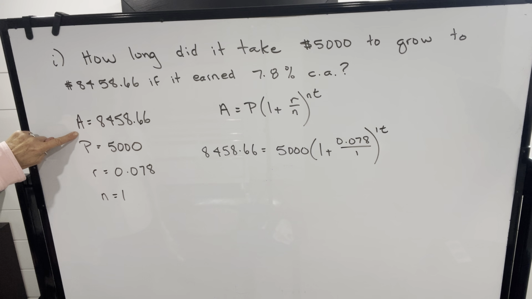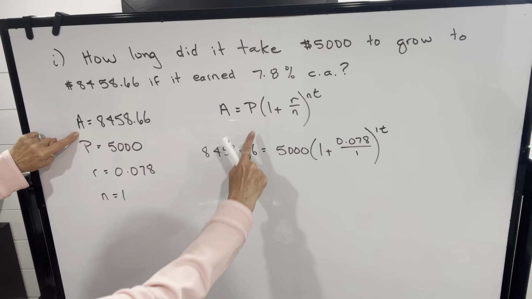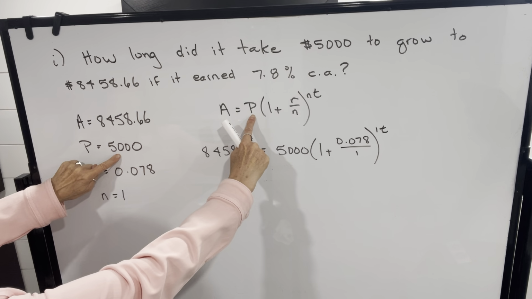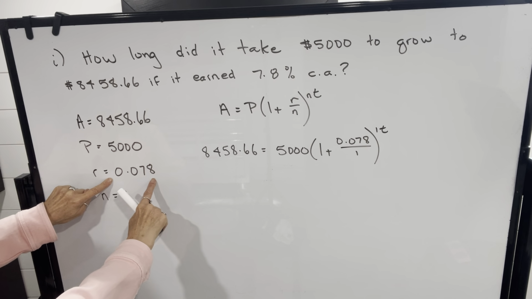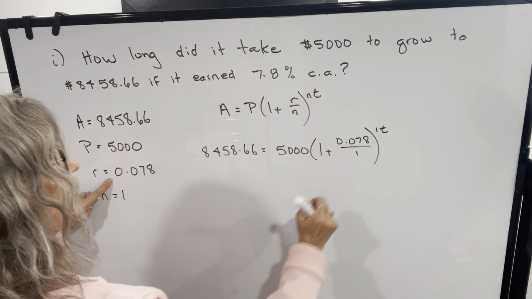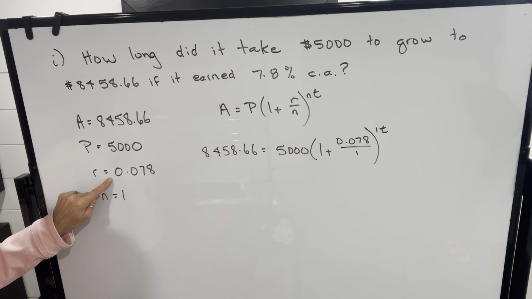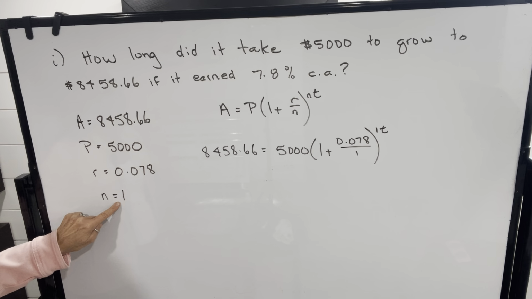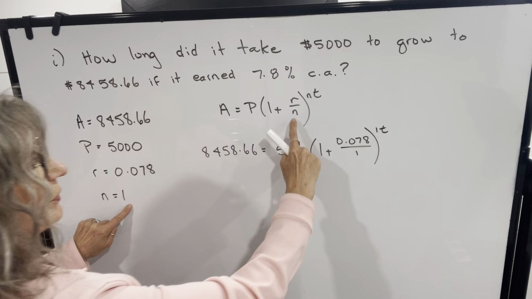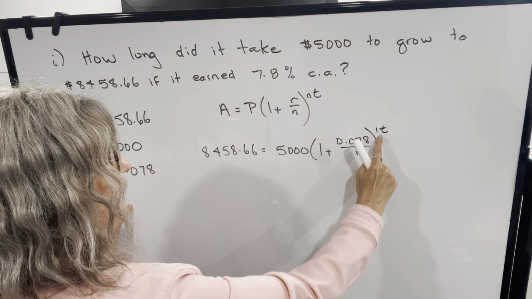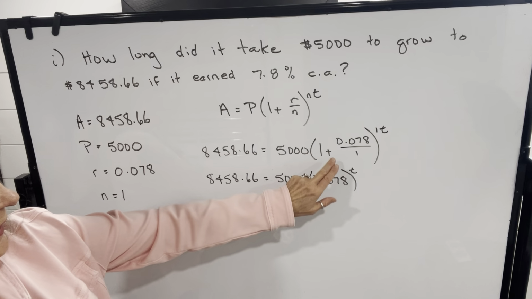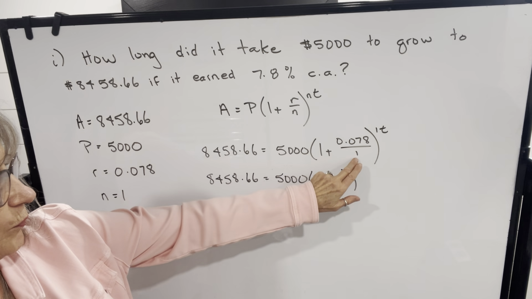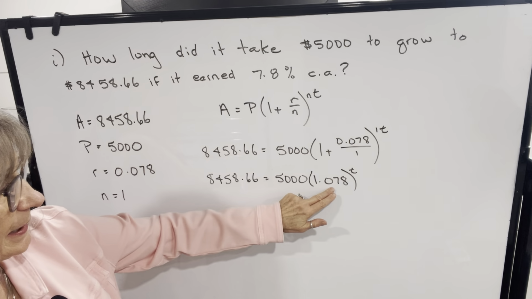So future value is $8,458. That goes in for A. Principal or present value is $5,000. Interest rate as a decimal is 0.078, so that goes in there. And if it's compounded annually, that means once a year, so the number of compound periods per year is 1. So we put that in for N here and here. Let's simplify this. When I simplify 1 plus 0.078 over 1 to the power of 1t, I get this.